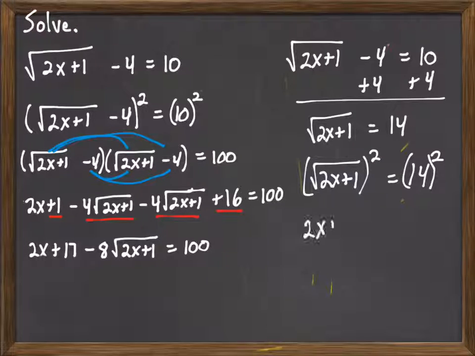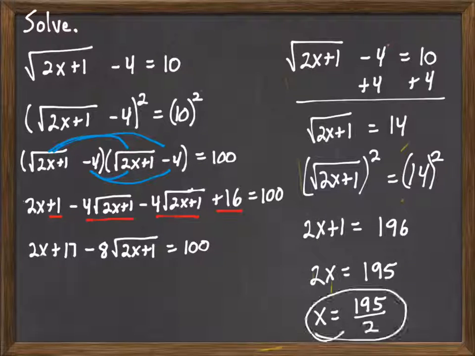When you square the square root, it goes away. 14 squared would do 196. And then we solve that equation. Subtract 1 from both sides, we get 2x equals 195. Divide by 2, we get x equals 195 over 2. Now this is a radical equation, so we should check that answer.